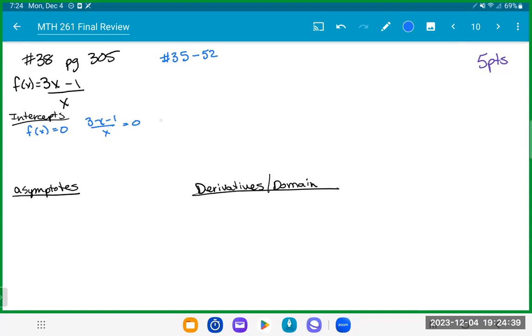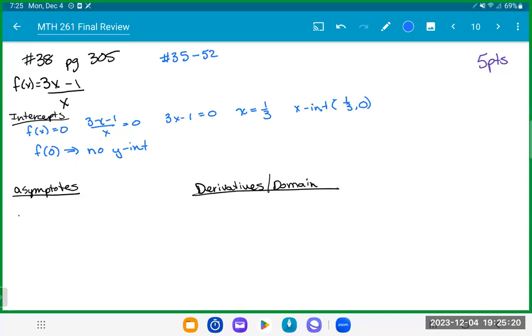We can multiply both sides by x. That gives me 3x minus 1 equals 0. And therefore, x is equal to 1/3. So my x-intercept is 1/3, 0. And remember, it must be a point, not just one value. Okay. For my y-intercept, that's where we find f of 0, and in this case, there's no y-intercept because that would mean I have an undefined problem, because I can't have 0 in the denominator.